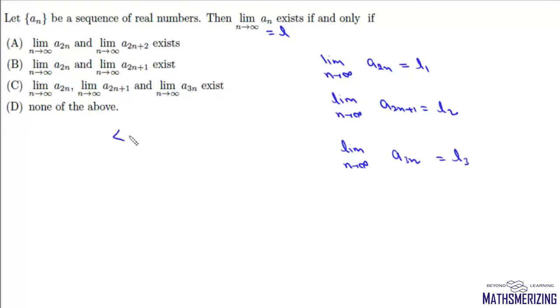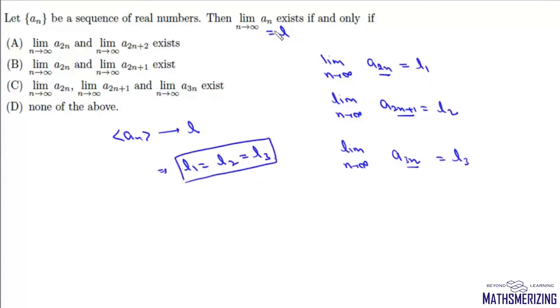Now we know that if the sequence an is a converging sequence and it converges to this limit L, then any subsequence will also converge to the same limit L. So this a2n, a2n plus 1 and a3n, they are all subsequences of this sequence an. From here we can say L1 must be equal to L2 and it must be equal to L3. So if the sequence is convergent, then all the subsequences will converge to the same limit L.